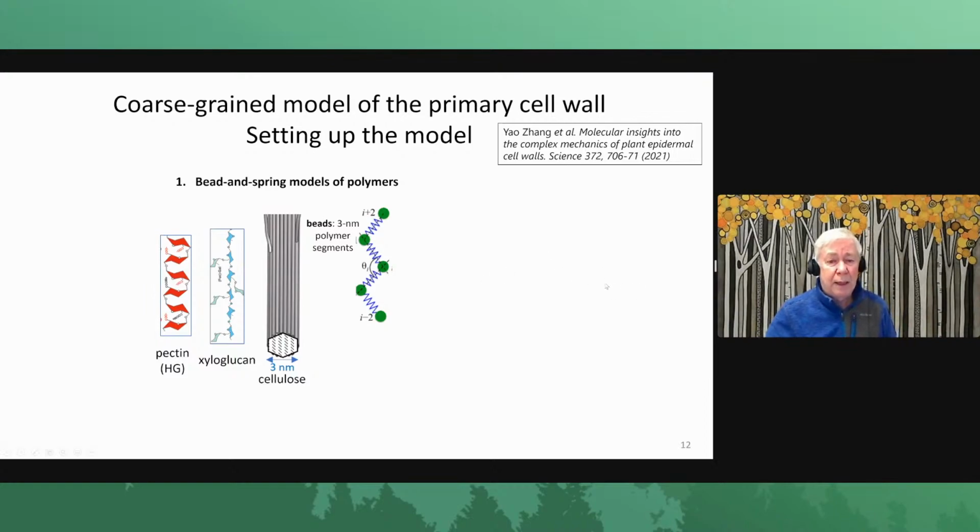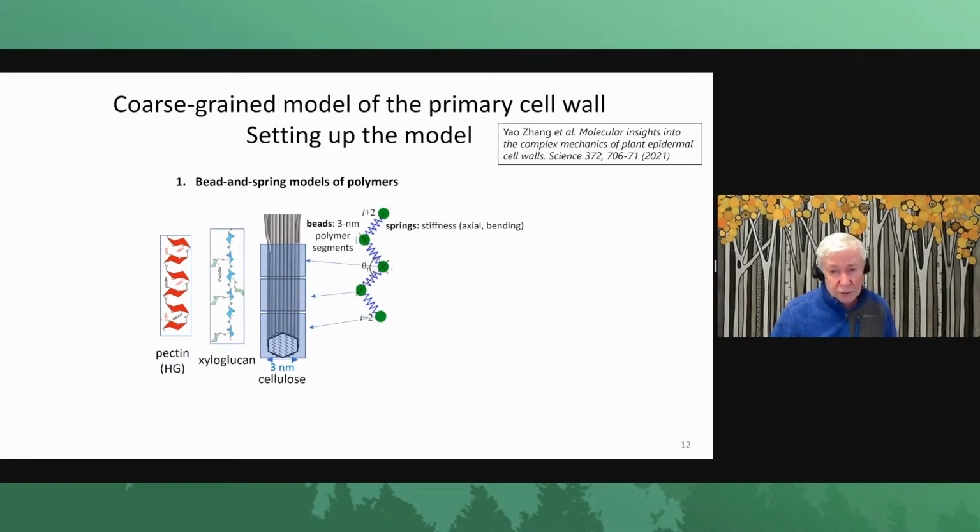So we begin by modeling the three major classes of the polysaccharides of the cell wall, that is cellulose, xyloglucan, and pectin. We model them as bead and spring models of polymers. This follows a chain of beads linked together by springs. The beads in our model represent a 3 nanometer segment of the polymer, about 6 glucose units long. Of course, it's a bit different for each of the 3 classes of polymers, but that's how this is represented. The springs represent the axial stiffness and the bending stiffness.